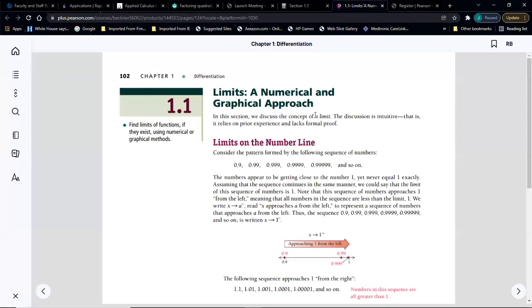So today's lecture, the first 40 minutes, I will do a quick review of some things, and it's going to be quick. Let me tell you, it's going to be quick. But then we'll get into 1.1, and that's where the true calculus starts.